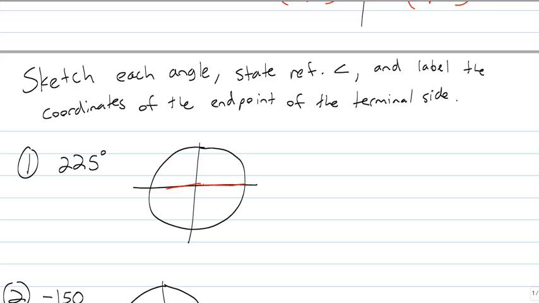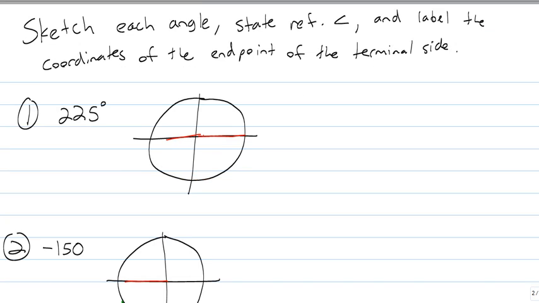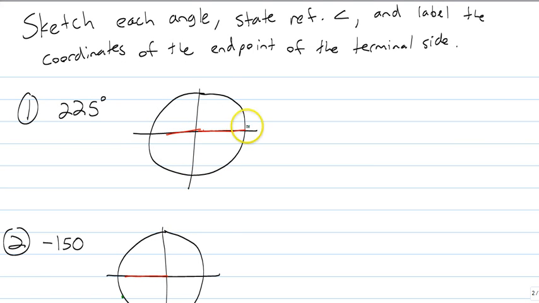Again, these are unit circles for these problems. So 225. Well, here's 180 goes all the way to here, and then 225 is right here. To find the reference angle, just subtract 225 minus 180 if you need to. So this is 225. Well, the reference angle is equal to 45 degrees.